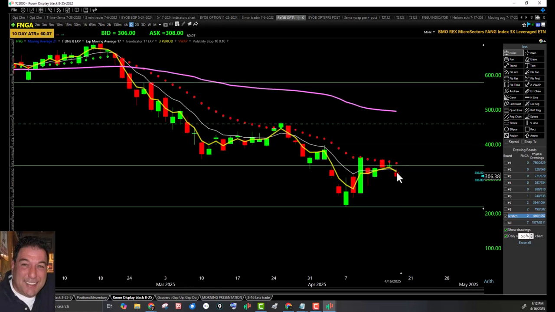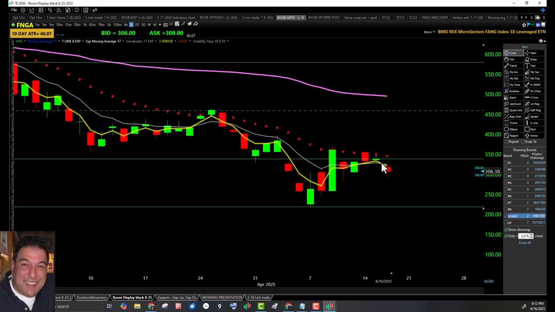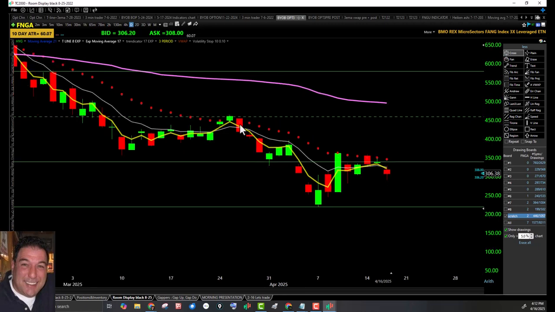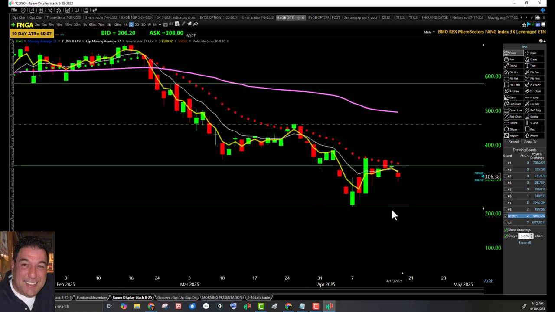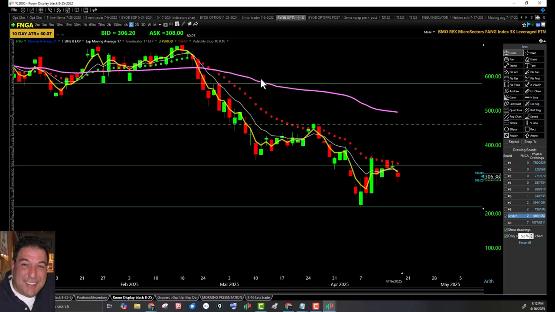Here's our big cap boys. Lower high, lower low, closing under the bearish cross, under the falling 17, that's the red dots. That's the 17 EMA. Closing under the pink line, that's the all-time high anchored VWAP. Closing under the midpoint, that's the green dash line right there.